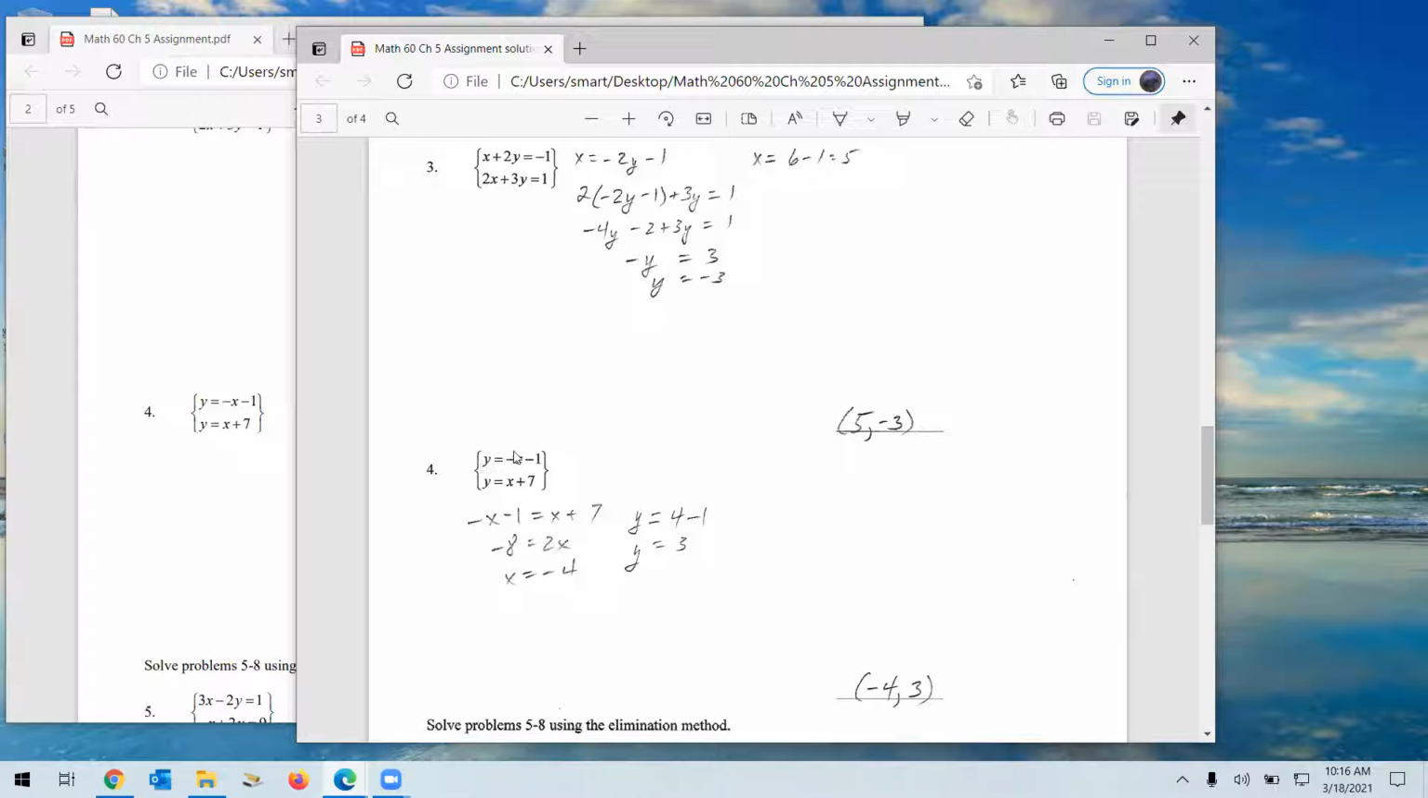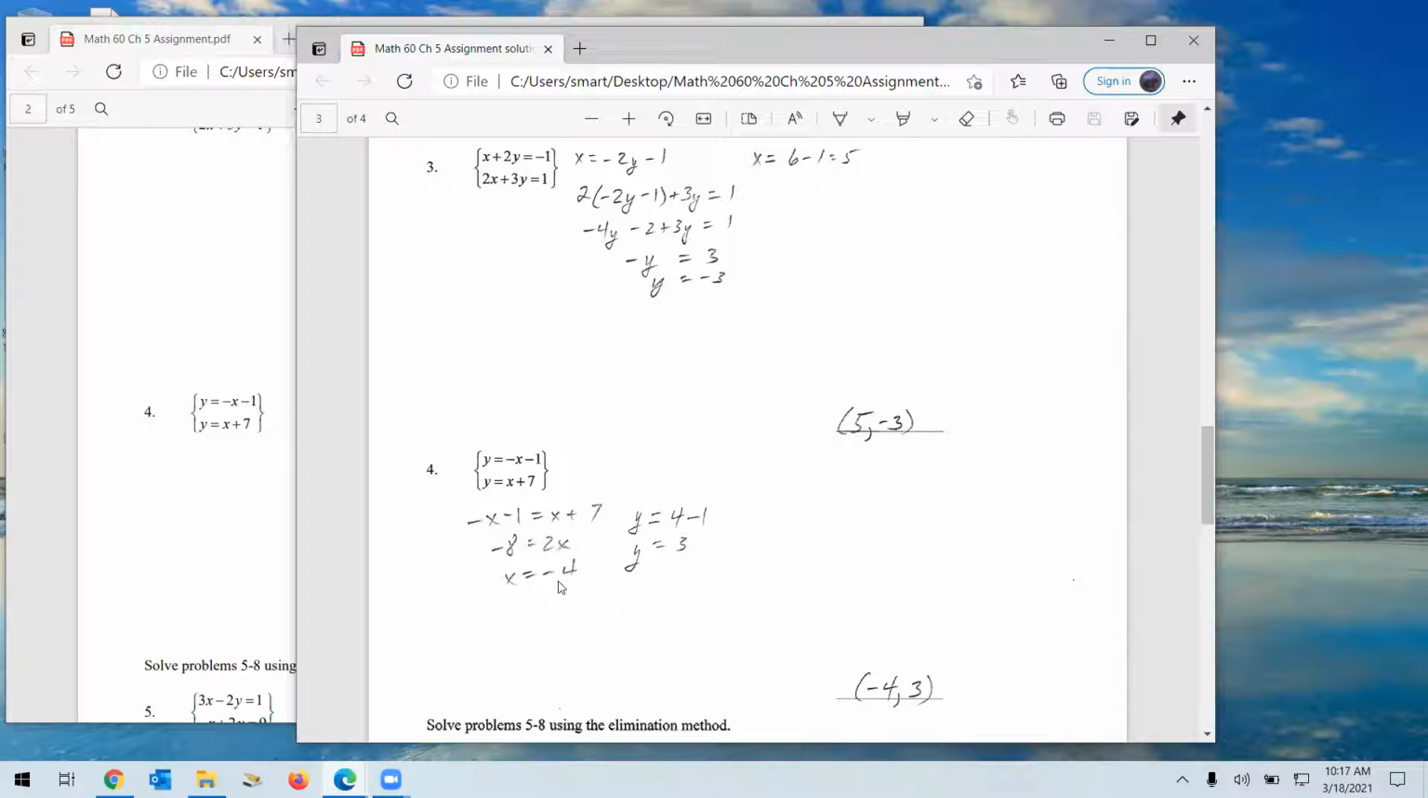So I took that expression there and substituted into the other equation for y, and came up with this equation with just x's in it. Looks like I added the x to both sides to get 2x, and I subtracted the 7 from both sides and got -8. So 2x is -8, x is -4.